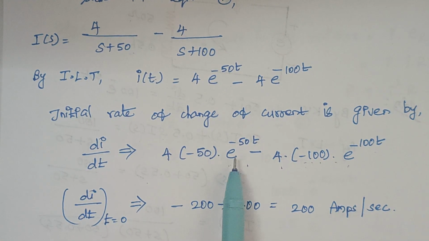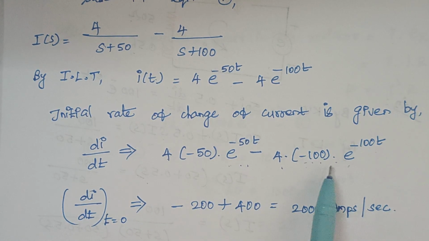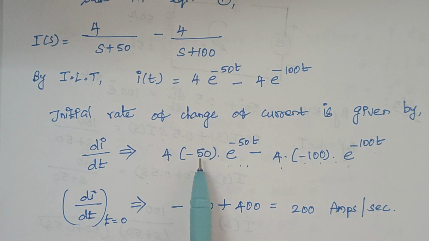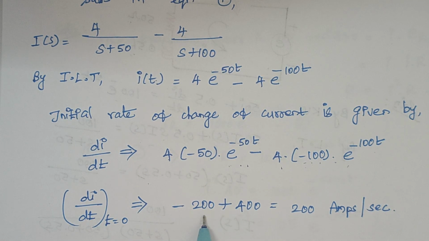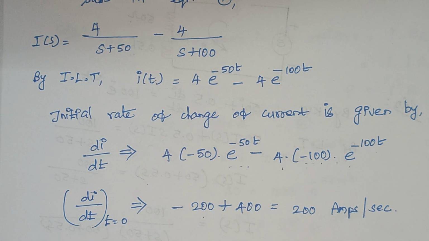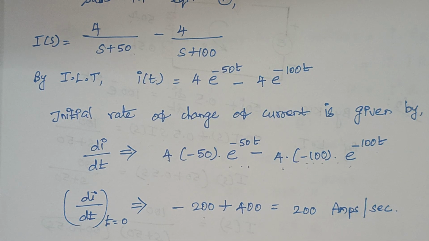You see here e to the power 0 becomes 1. Similarly here e to the power 100 into 0 becomes 1. Therefore 4 into minus 50 becomes minus 200 and here minus 4 into minus 100 becomes plus 400. Therefore here the final answer is 200 amps per second. Right. So here comes the end of this problem. We will move on to the next one.